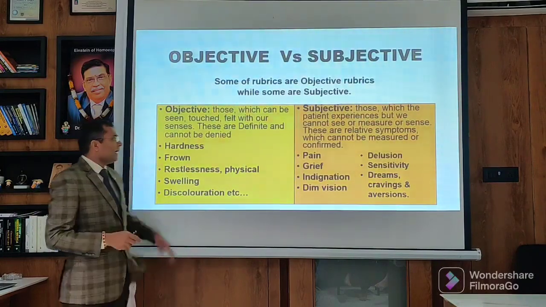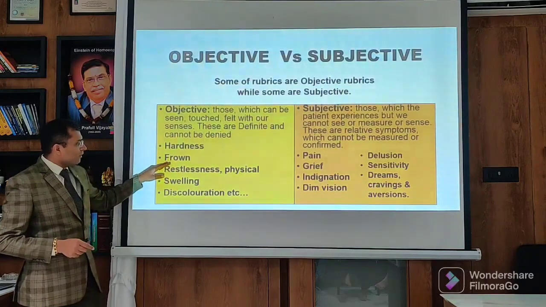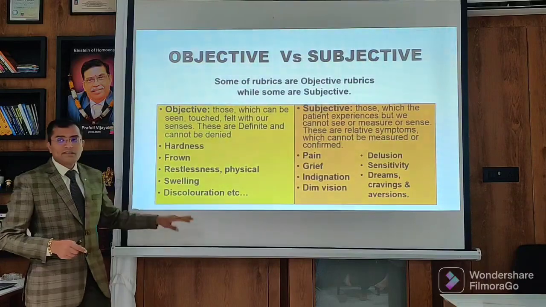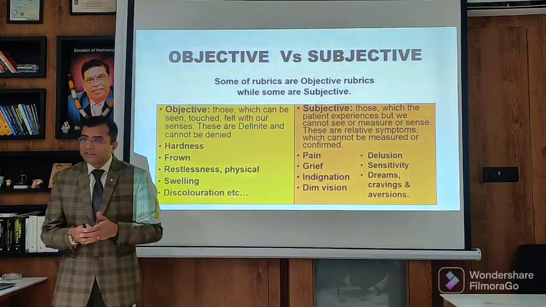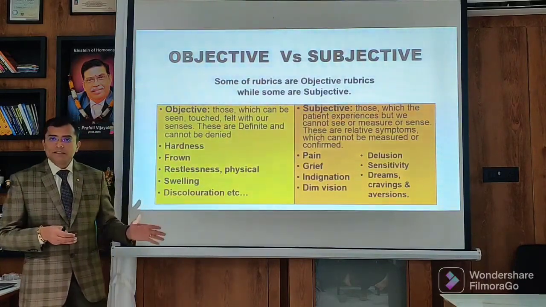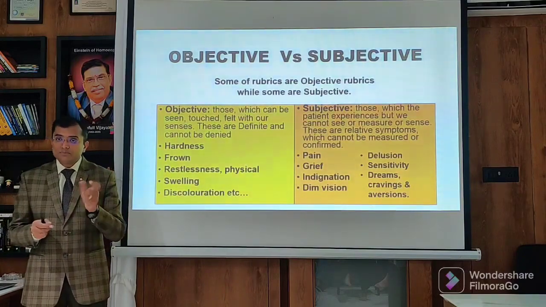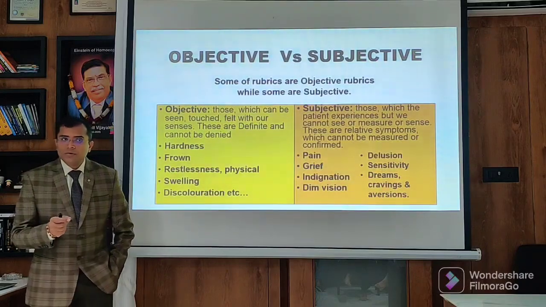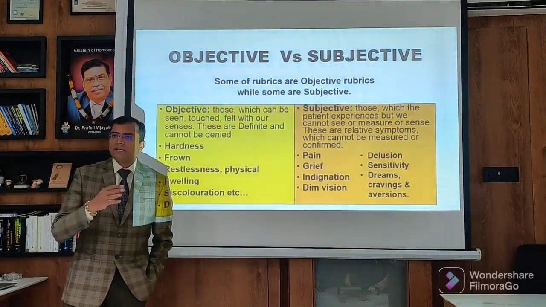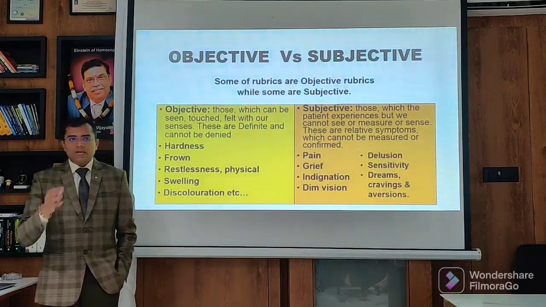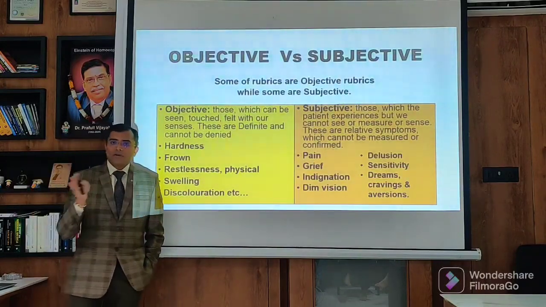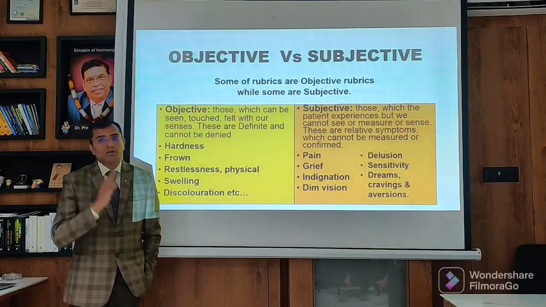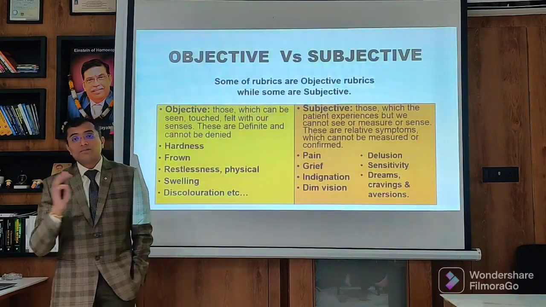So there is a hardness, there is a frown, there is a restlessness at the physical level, there is a swelling, and there is a discoloration. When you find these physical as well as psychological rubrics, which are very obvious and objective, then you can take them into consideration. Frown disposed to: we have 16-17 remedies in our Materia Medica. Many people come to you and they don't have a frown. Few constitutions have the frown. So this is a very important rubric in our case taking as a disposition.